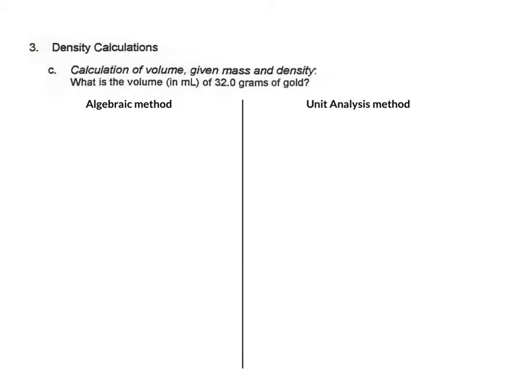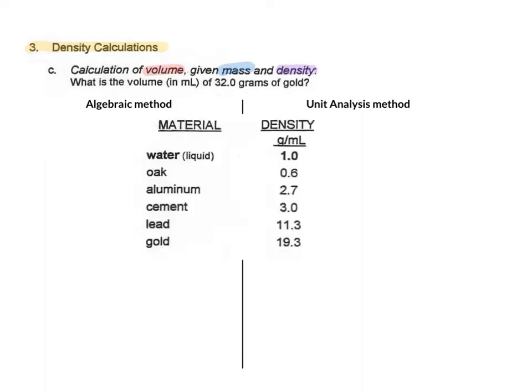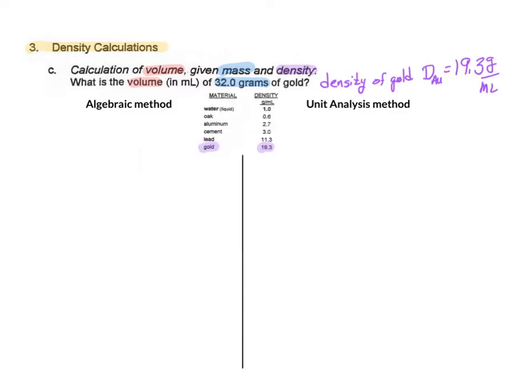And this is the third type of density calculation. In this case, we'll be looking for the volume, and we'll be given both the mass and the density of the substance. Let's start by reading the question. We see that it's asking, what is the volume in milliliters of 32 grams of gold? And again, we're given this table to tell us what the density of gold is. If we look for the density of gold, we see that the answer is 19.3 grams per milliliter.